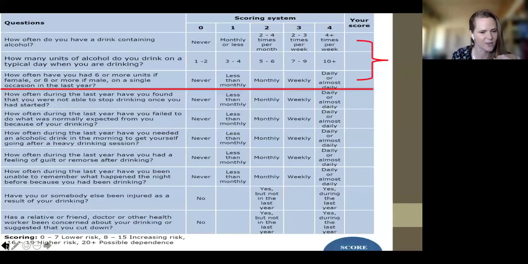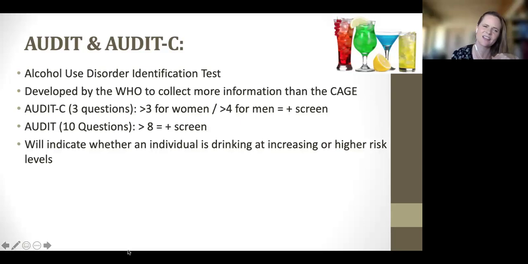So in terms of the audit, I think the audit is really helpful. This is not one that you start with, so it's not the most preliminary screener, but if prior questioning or screenings have indicated that there may be an issue, this helps you to hone in on the severity. So the audit C is just a modified version, it's just the first 3 questions. We'll take a look at that now.